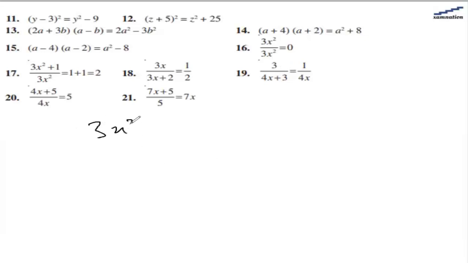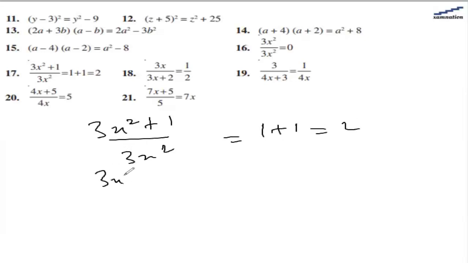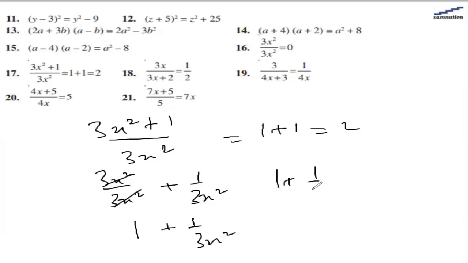The 17th part we have 3x square plus 1 divided by 3x square, and that is equal to 1 plus 1, that is 2. So let's write it like this: 3x square divided by 3x square, plus 1 divided by 3x square. So here this part is 1. So when we solve this 3x square plus 1 divided by 3x square, we get 1 plus 1 upon 3x square, and that is not equal to 1 plus 1 or 2. So instead of 1 plus 1, we should have 1 plus 1 upon 3x square.